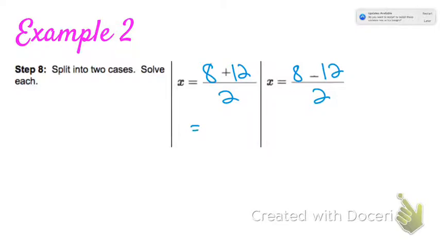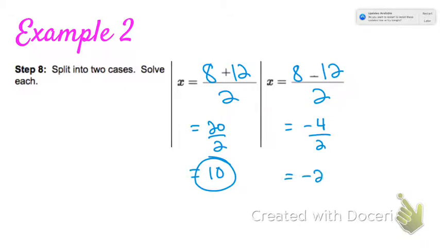8 plus 12 is 20. And then 20 divided by 2 is 10. Or 8 minus 12 is negative 4. And negative 4 divided by 2 is negative 2. And that is it. If you were to graph this quadratic equation, you would see it intersects the x-axis at 10 and at negative 2. Those are the solutions.